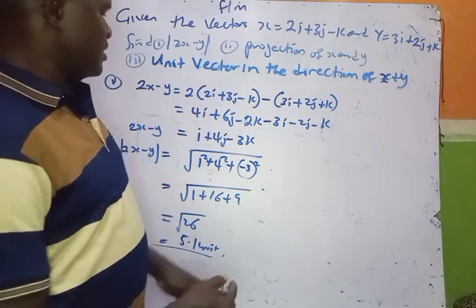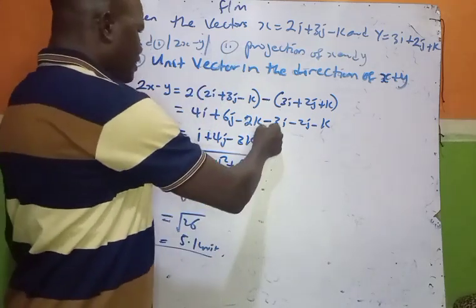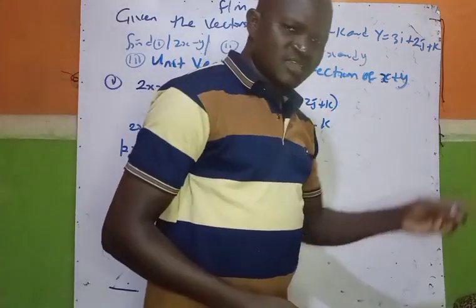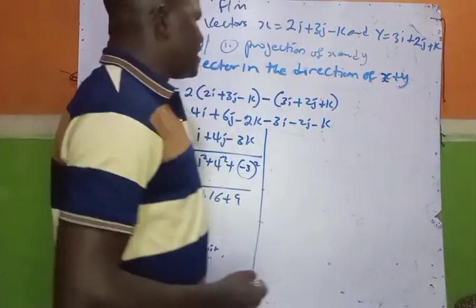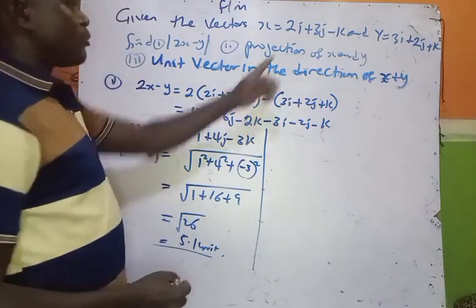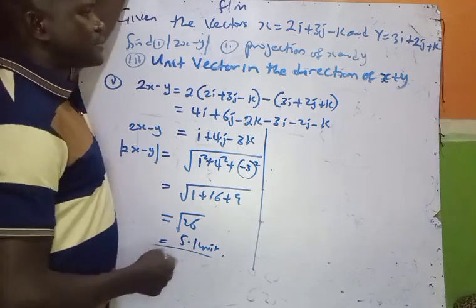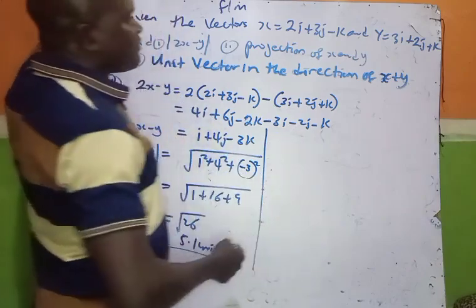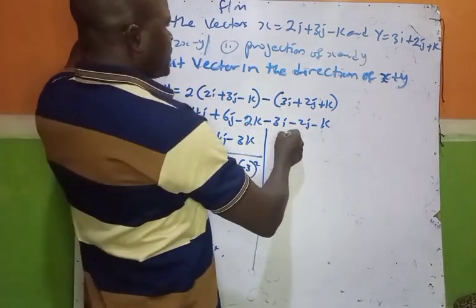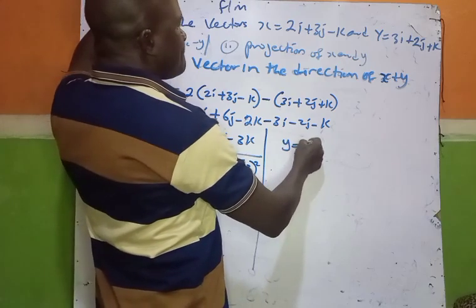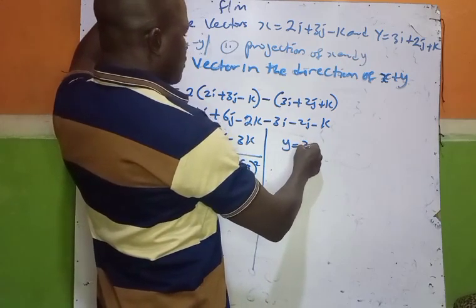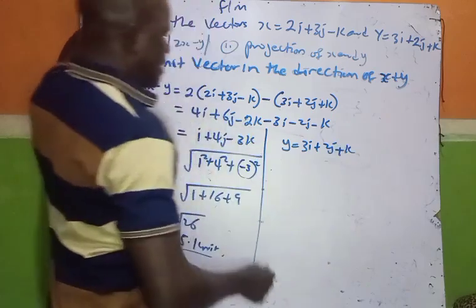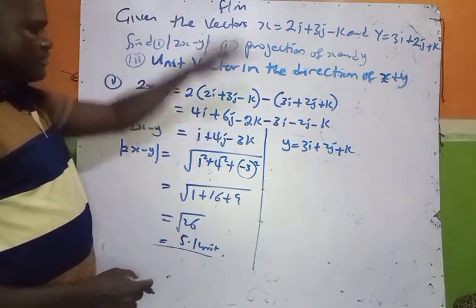Then the second part here, you have to find the projection of vector x on vector y. So you are projecting this on that. So what you have here, what is vector y? So vector y is 3i plus 2j plus k. So this is it.